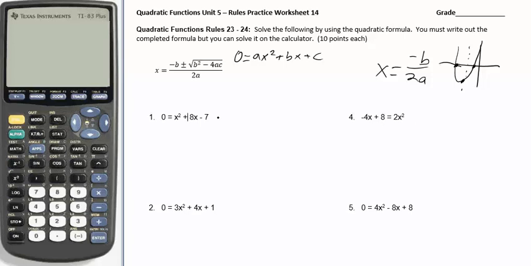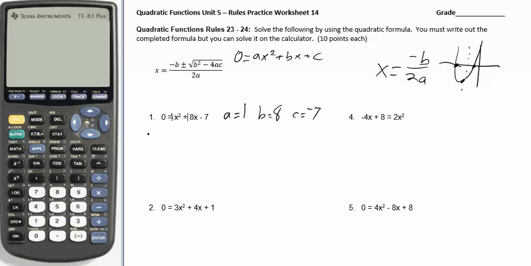Once you do that, you find out what a, b, and c are. So a, in this case, is what's in front of the x squared, which is a 1. B is what's in front of the x. And C is the constant, which is -7. Then you take this and you put it in the formula.